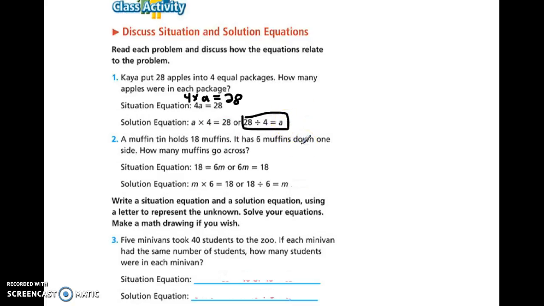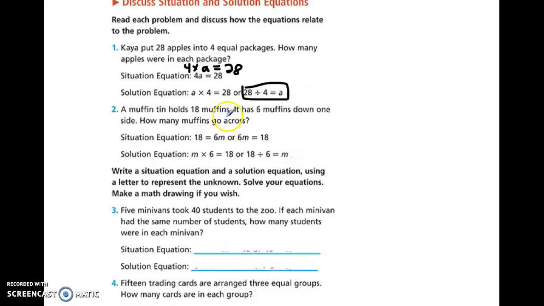All right, let's look at another example. A muffin tin holds 18 muffins. It has 6 muffins down one side. How many muffins go across? Okay, again, we know our total is 18. So that's going to be on one side of our equal sign. That's the total number of muffins we have. We know that we have 6 muffins down one side, and we don't know how many it goes across. But if you think about how you would solve that, you'd want to do multiplication. So again, they did this writing it as 6m, which really means 6 times m equals 18.